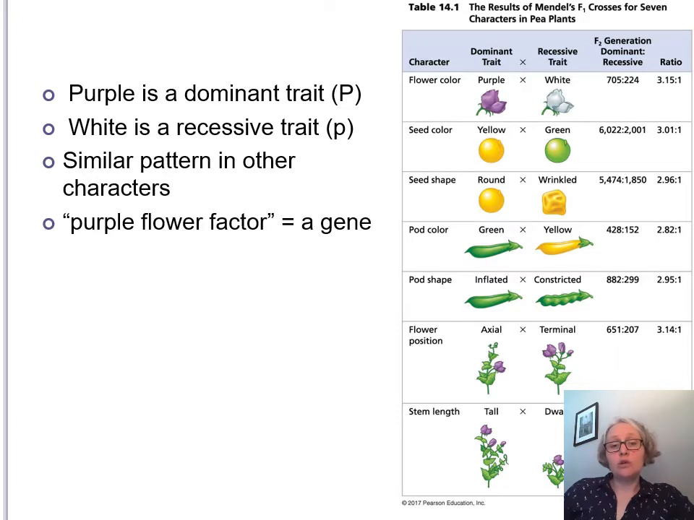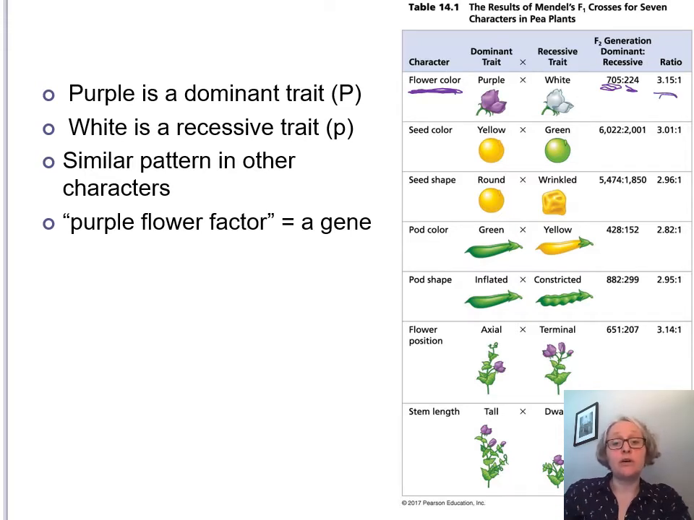He saw this 3-to-1 pattern though in other characteristics, and I want you to just look at this for a moment. So over here on the side, when he did his purple to white cross, he didn't just get 3 purples to 1 white flower. No, he planted and grew and watered and counted 705 purple plants to 224 white flowered plants to get that 3-to-1 ratio.